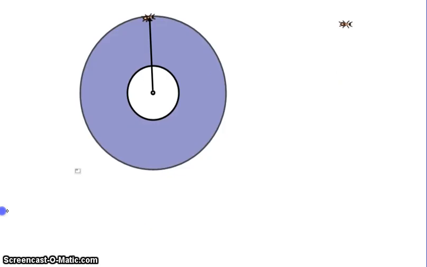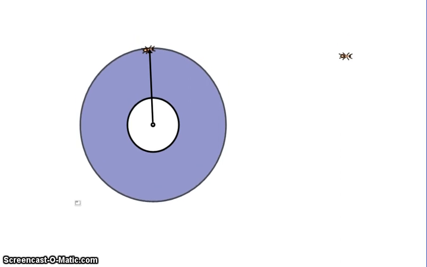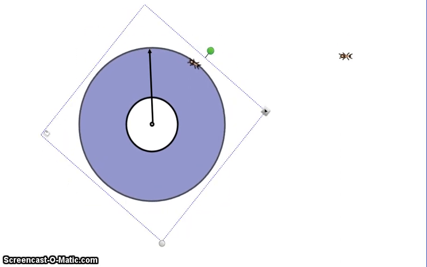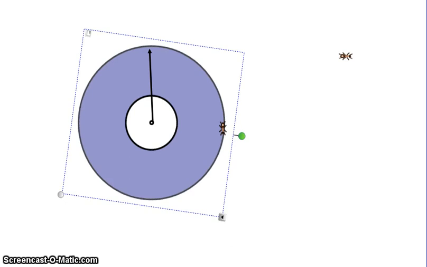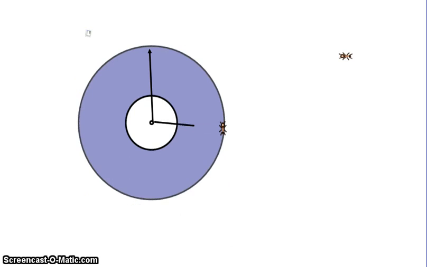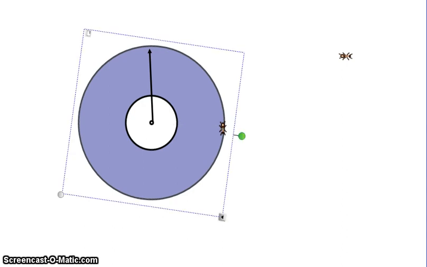So here's our ant sitting on the edge of our album, and as our album turns, notice the ant's moving around. Now, if I were to stop it here and put another ray in, you could see the angle that the ant has moved. This angle theta would be called its angular displacement. Now, let's keep the ant moving.